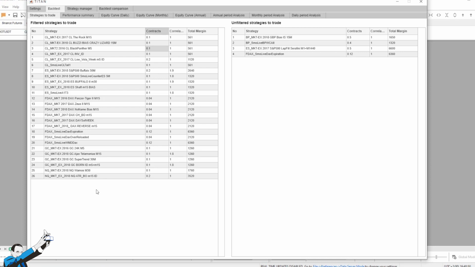As I mentioned before, these would be the strategies proposed by Titan for the upcoming month. You can see here, as I mentioned before, crude oil 0.1 contracts means one micro contract. In this case, 0.04 on DAX would imply trading one DAX micro, which we know is 1/25th. Now, indeed, one contract divided by 25 makes 0.04. So 0.12 would then correspond to 3 micro contracts and so on and so forth.